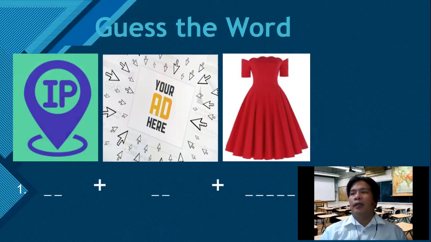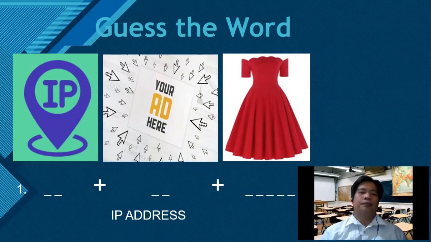Check the image out and use them as clues. Okay, were you able to guess the correct answer? The answer to this one is IP address. An IP address is the unique numerical label assigned to a device within a computer network. Okay, next.